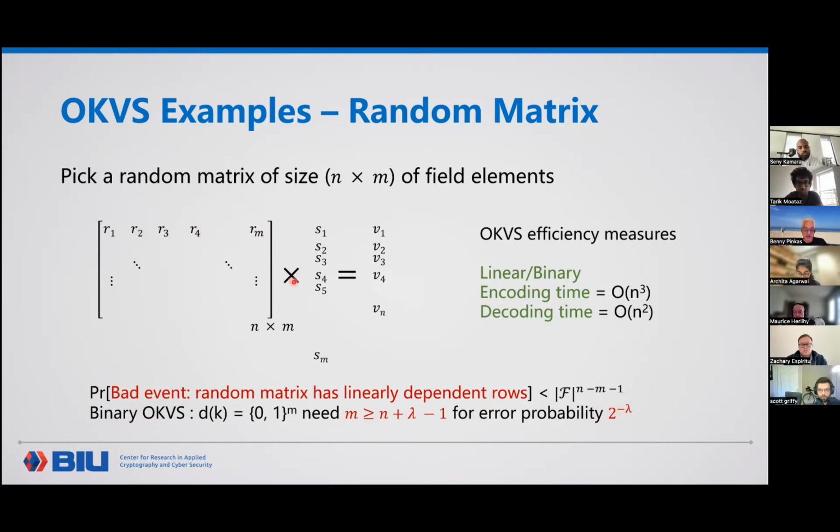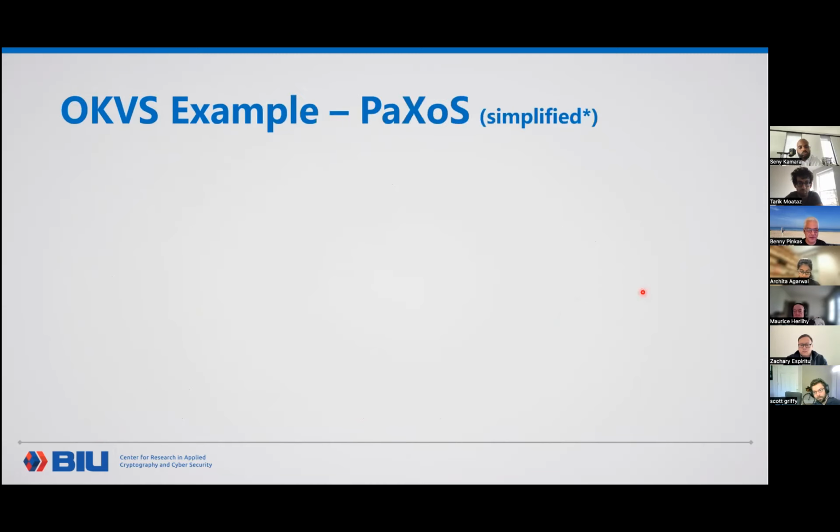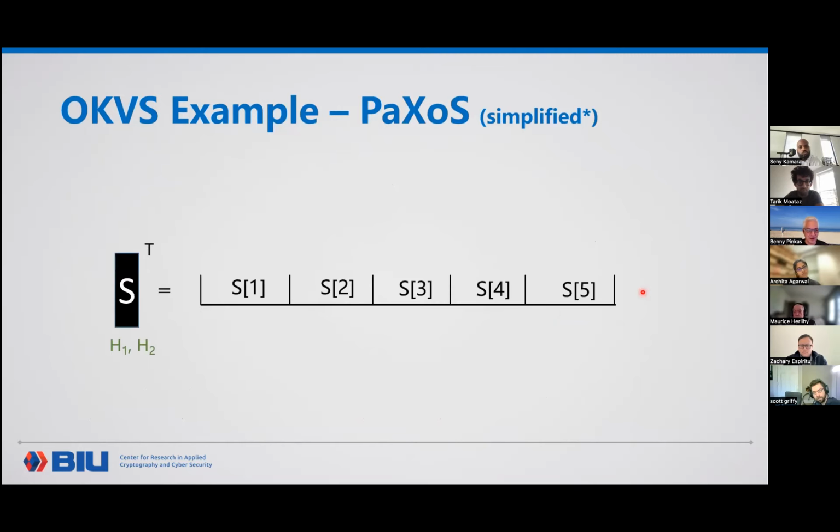So in terms of size, it's great. In terms of encoding time, it's very bad. And polynomials are also great in size, but also bad in terms of encoding time. Now, what about this Paxos or this cuckoo hashing thing?